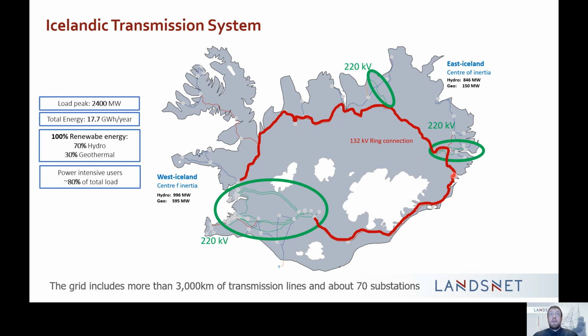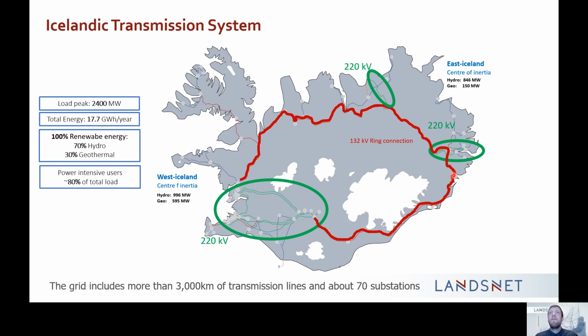Our load peak is about 2,400 megawatts, and 80% of that is power intensive users like aluminum smelters and some heavy users. And each load unit within those industries is relatively big compared to the overall system. So if you are having trips of those load units, or trips of some of our larger generators, it creates a very large dynamic effect and large disturbances in the grid.